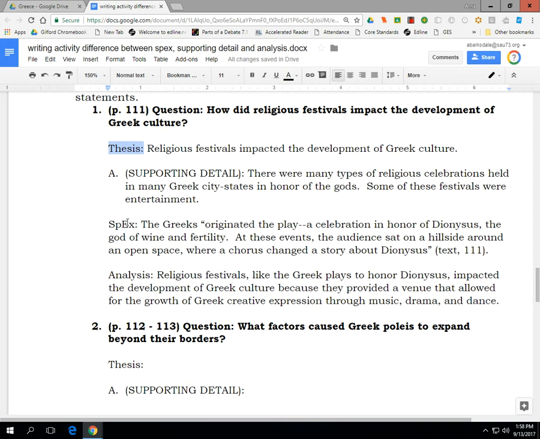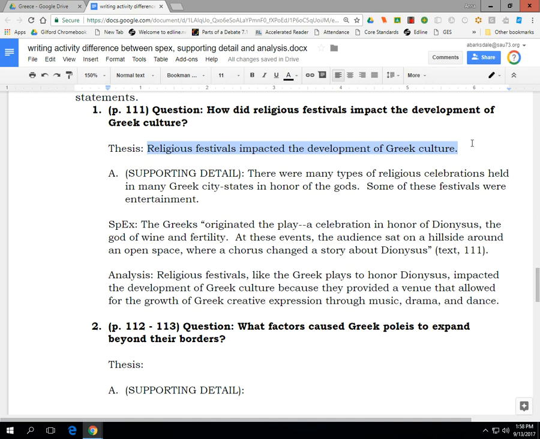And the thesis in this case, you'll notice that yours was blank. And the way that I created my thesis was I took the question and I restated it in the form of an argument. Now, there are times where you may have to add more words, but in the case of number one, it actually works out that I can simply take the question and say religious festivals impacted the development of Greek culture and leave it at that.